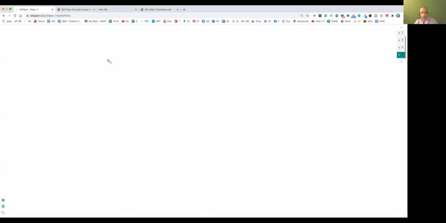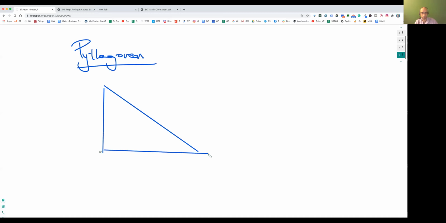All right, so equilateral triangles is done. Now let's go to Pythagorean theorem. This one is something that all of you know, right? A, B, and C, right? 90 degrees. So now this one, on the test, will it tell you if it's an equilateral triangle?